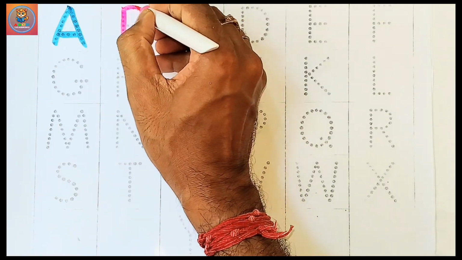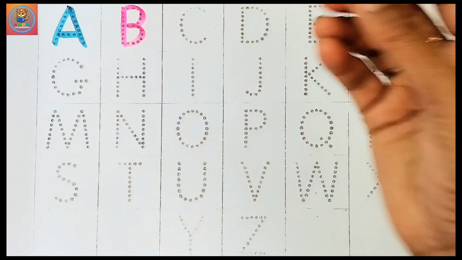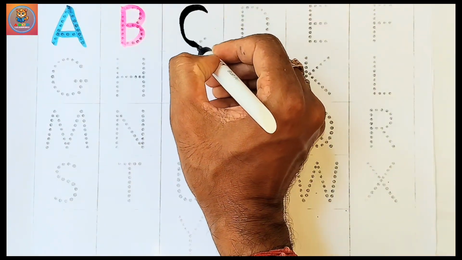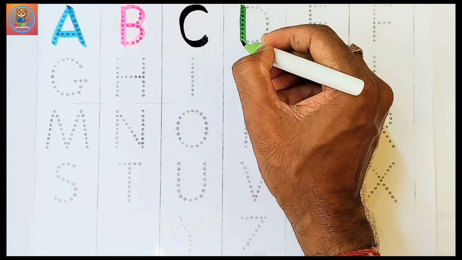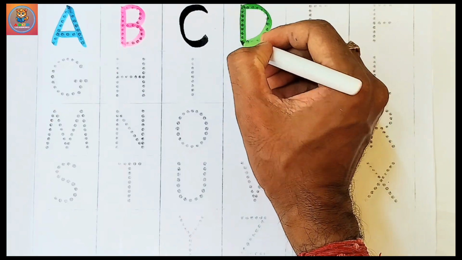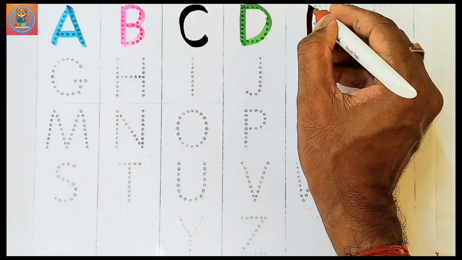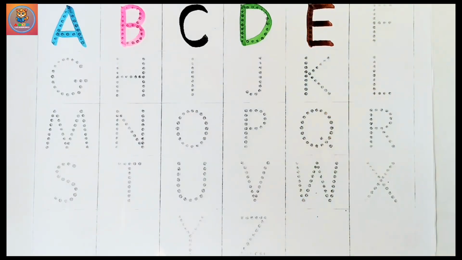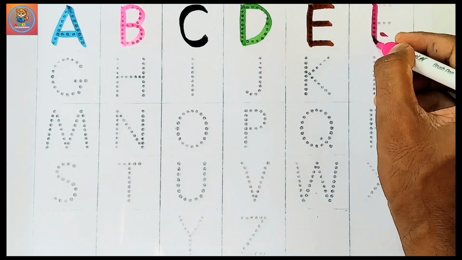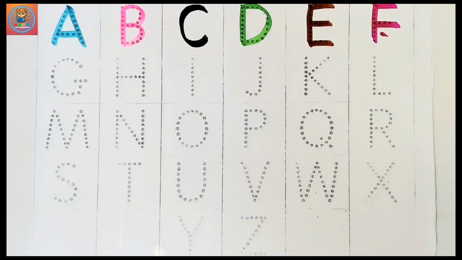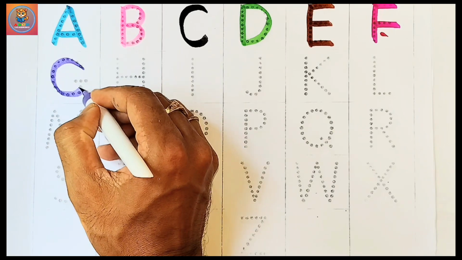B for ball and B for banana. C for cat and C for cow. D for dog and D for doctor. E for elephant, E for eye. F for finger, F for fish. G for grass, G for grapes.